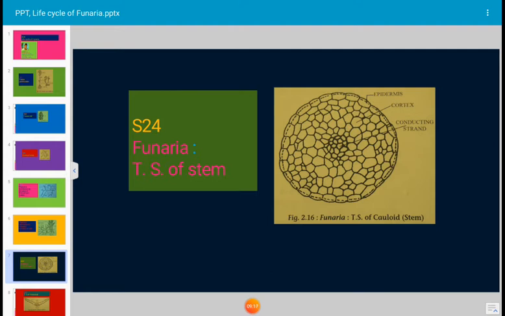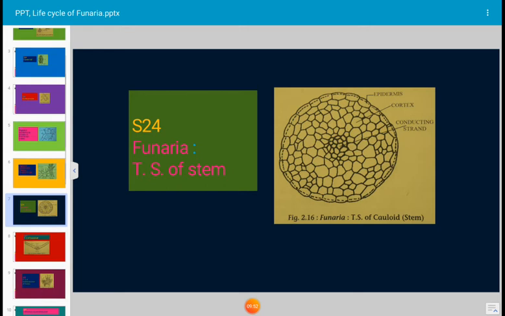Okay. Let us see the central region of the stem, that is the conducting tissue. It consists of compactly arranged thin-walled cells without protoplasm. The cells are narrow and vertically elongated. These cells are called hydroids. The central region gives mechanical support and also helps in conduction of water in the stem. This is all about the internal structure of the Funaria stem or cauloid.